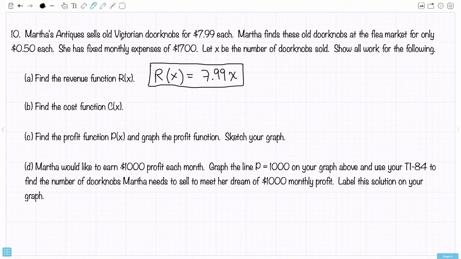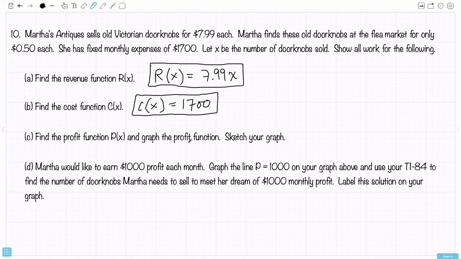Question B, find the cost function. Well, the cost function is fixed. It doesn't matter how many she sells, so here, cost will be just a fixed $1,700 per month, but this is not per month. This is just X is the number of doorknobs. So we're looking at revenue and cost in the context of each month. So this is the cost function.